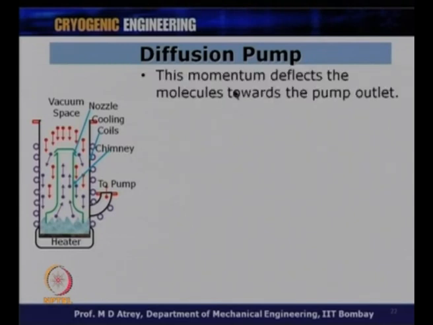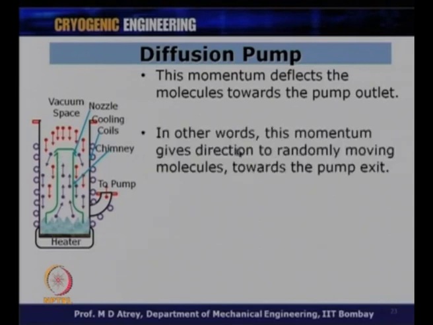This momentum deflects the molecule toward the pump outlet. This is the pump outlet. So, all these gases will try to come towards the pump because the momentum has been given by this high velocity jet. In other words, this momentum gives direction to the randomly moving molecules toward the pump exit.